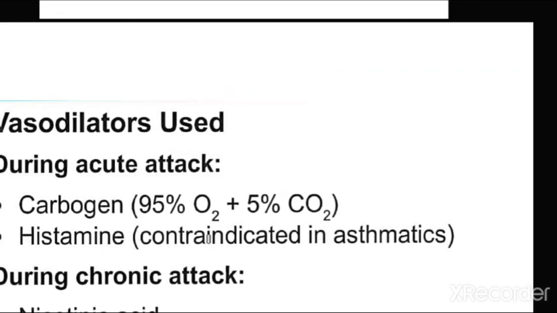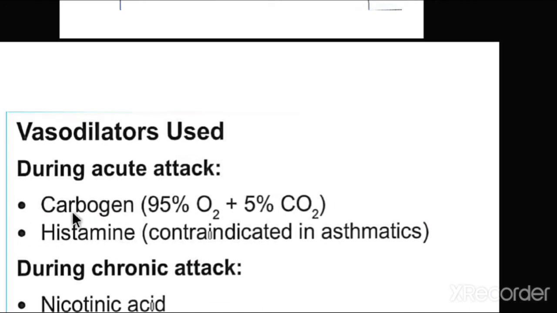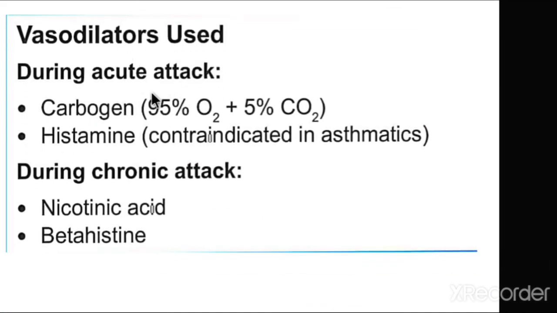Now, it is the treatment portion. Vasodilator use. During acute attack, vasodilators like Carbogen, which is the composition of 95% oxygen and 5% carbon dioxide, and histamine, which is contraindicated in asthmatic patients, can be used during acute attack of Meniere's disease. But during chronic attack, nicotinic acid and betahistine can be used.